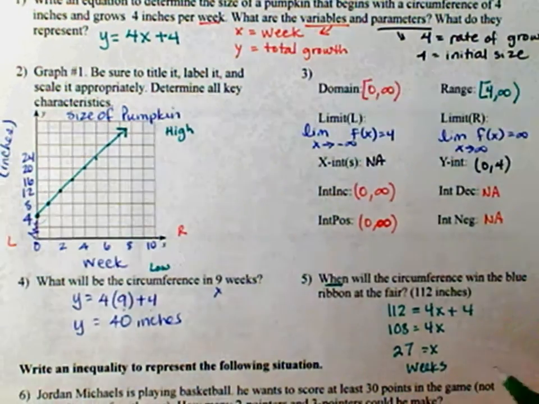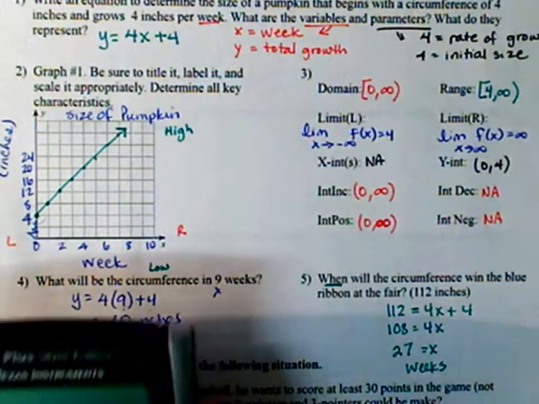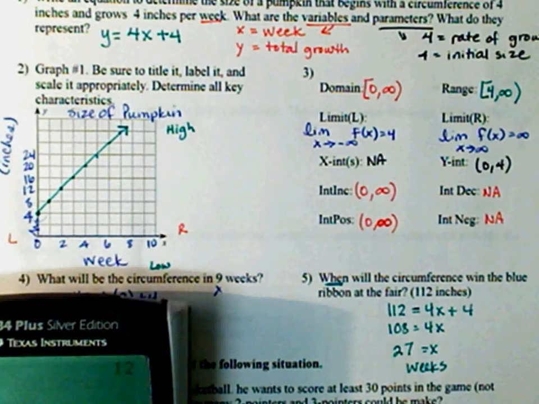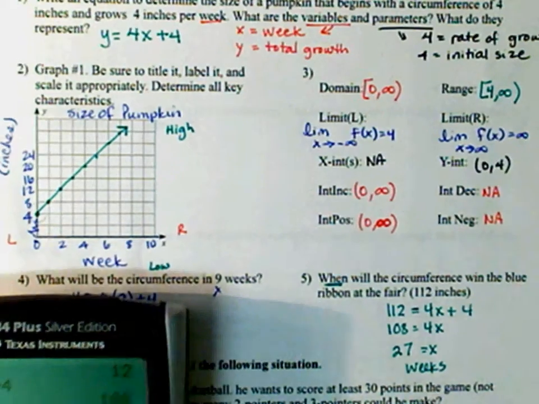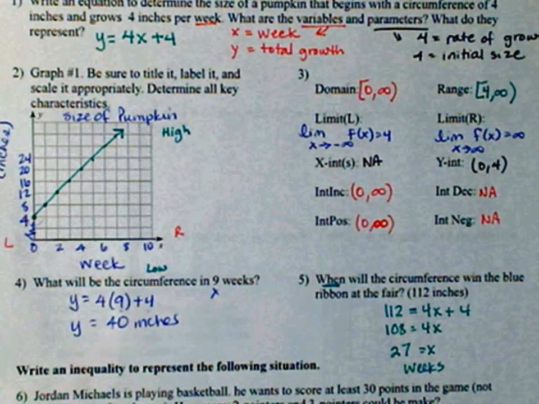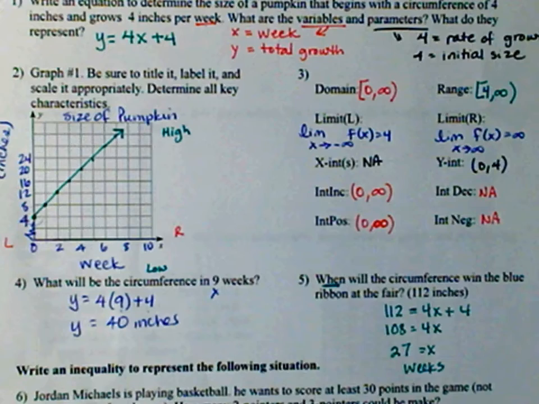Let me check my math on that just real quick, okay? 112 minus 4 divided by 4, and that's 27 weeks. That is correct. Alright. And there you have number 1 through 5. Let's go to number 6.